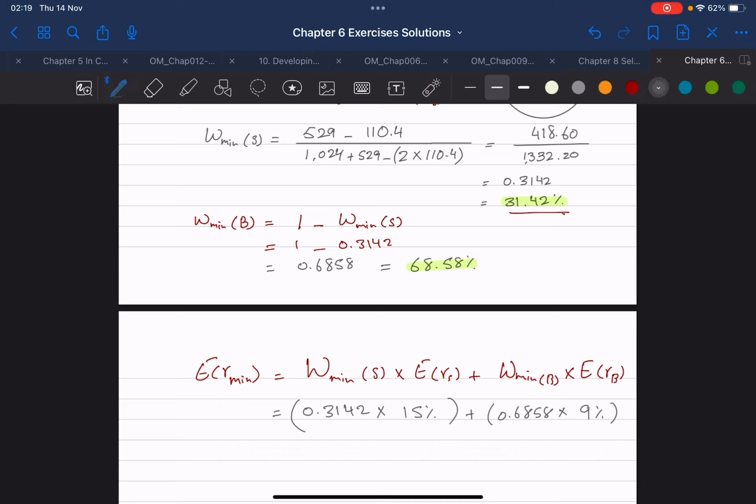So let's run the numbers. 0.3142 multiplied by 15 gives me 4.71, plus 0.6858 multiplied by 9%. That gives us 6.17. Okay. We add those two together.